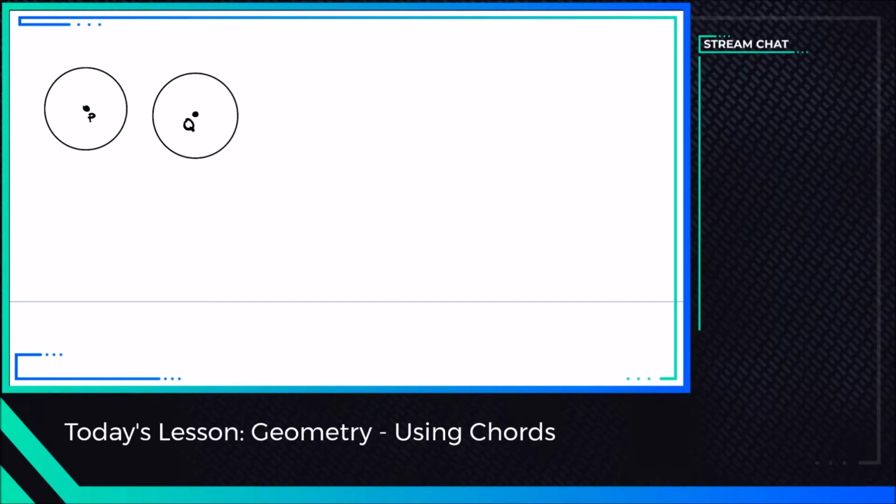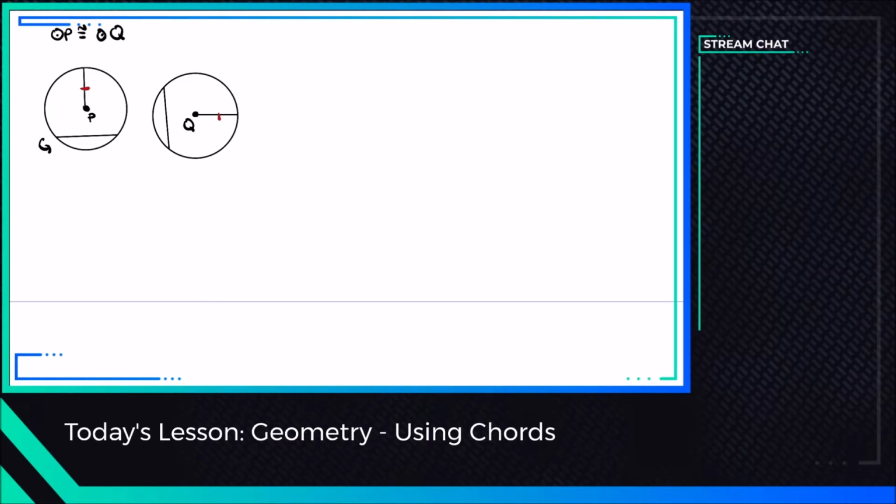Circle P is going to have a radius right there, and circle Q is going to have a radius right there. And we're given that circle P is congruent to circle Q. And we learned last time if you have two congruent circles, then the radii must be congruent. Then we're also given a couple of chords. So this first chord is going to be right there. The second chord is going to be right there.